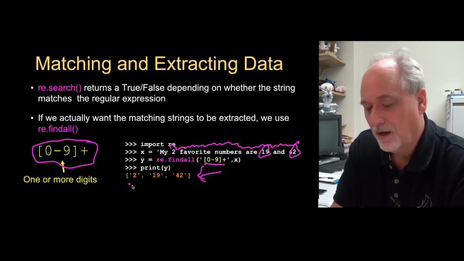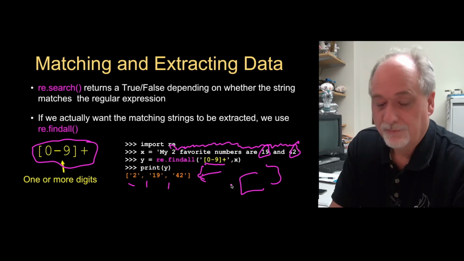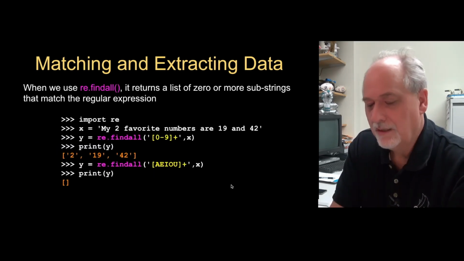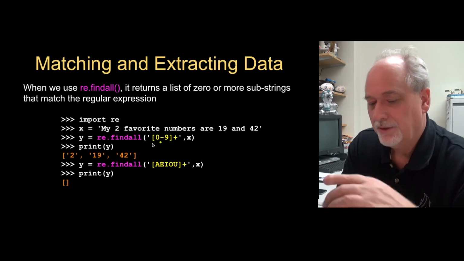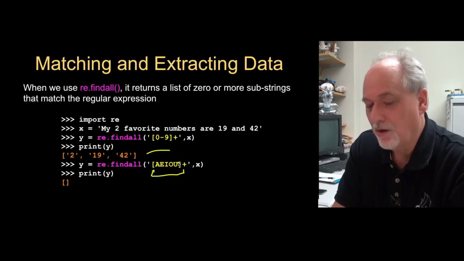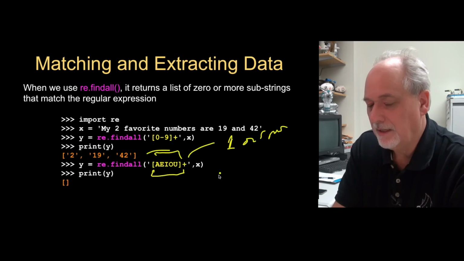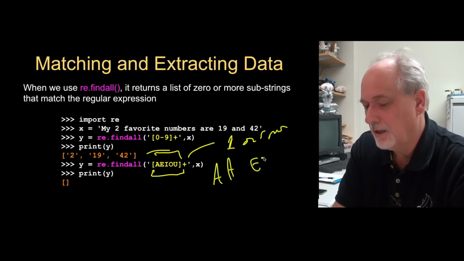So it's a list of 3 strings, because that's how many it found. Now it might have found none, and we would have got an empty list at that point, but it found some. Okay, so just as an example, we did this thing, we get 2, 19, and 42, but if I said this, that basically is an uppercase vowel, A, E, I, O, or U, so that's one letter, and that's 1 or more.